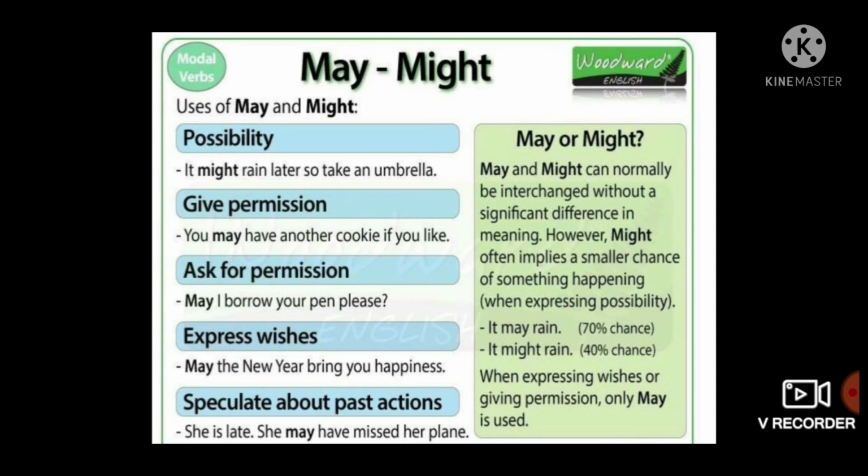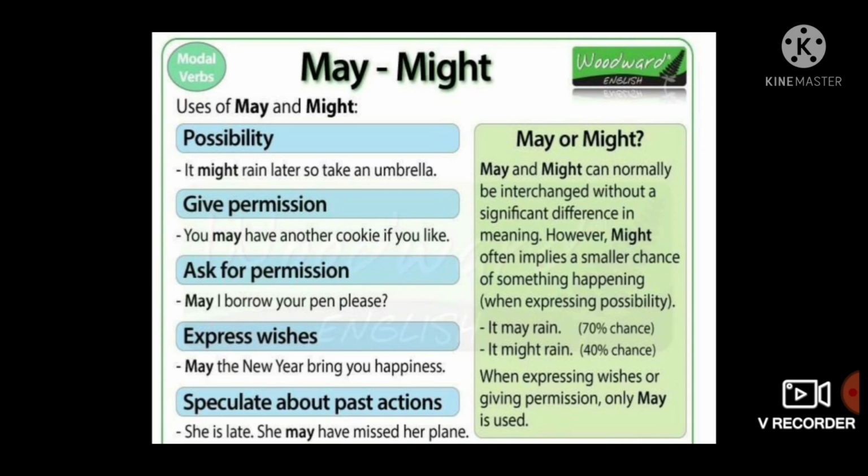Then, while giving permission: you may have another cookie if you like. So just giving permission, we can use may. Asking for permission: May I borrow your pen, please? While asking for permission also, we can use may. Then, may I get in? It's also permission. Expressing wishes, to wish someone: May the new year bring you happiness. May God bless you. It's also a wish.